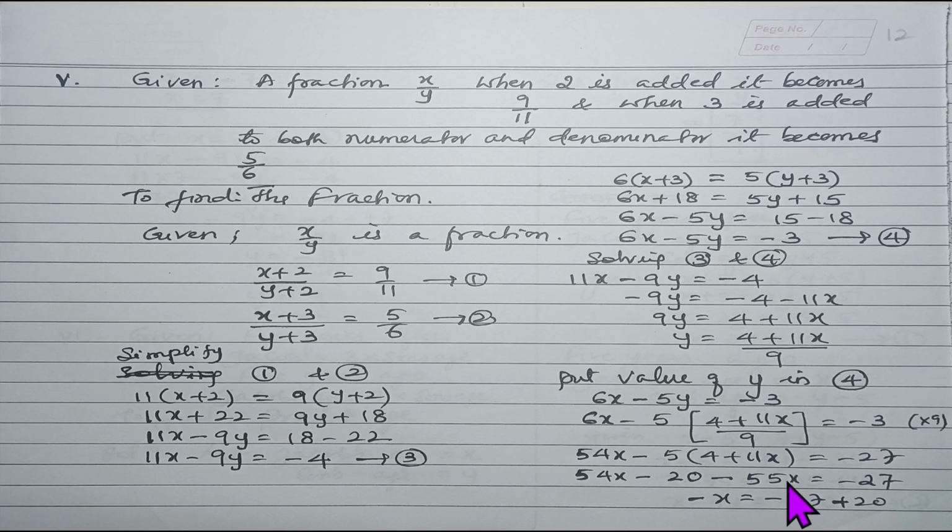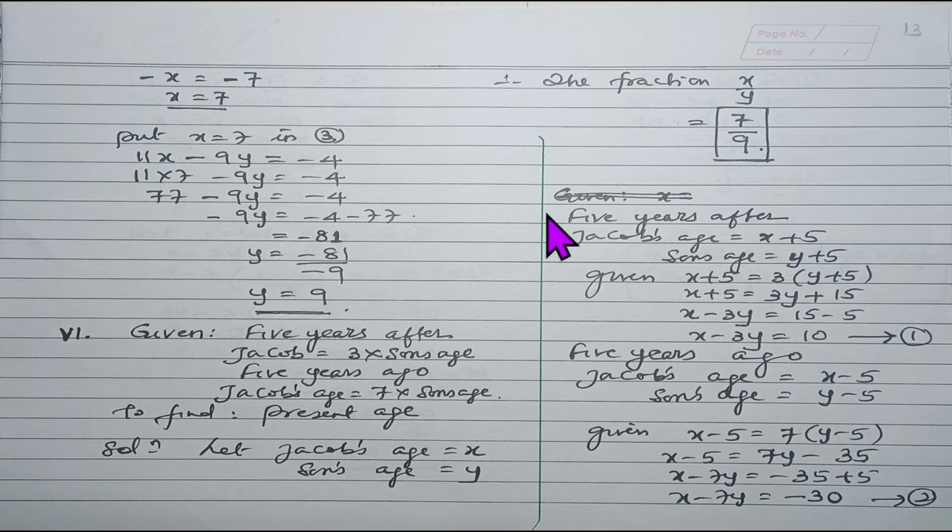Now 54x minus 55x is minus x, and minus 27 plus 20 is equal to how much? Minus 7. Therefore minus x is equal to minus 7, multiplying throughout by minus, we get x is equal to 7. Now put the value of x is equal to 7 in equation number 3. So we get 11x minus 9y equal to minus 4, and putting the value of x is equal to 7 here, 11 into 7 is 77, minus 9y equal to minus 4 minus 77, that is minus 9y is equal to minus 81, y is equal to minus 81 by minus 9, or y is equal to 9.